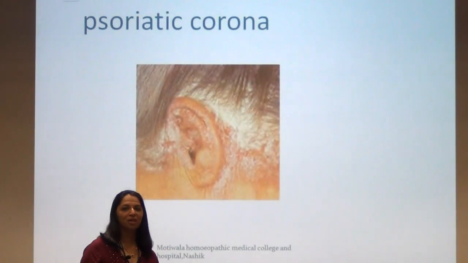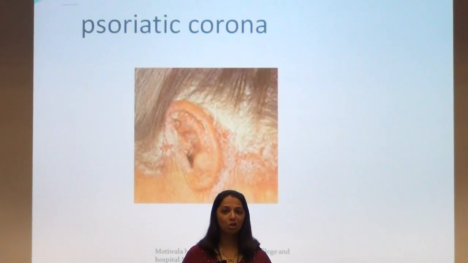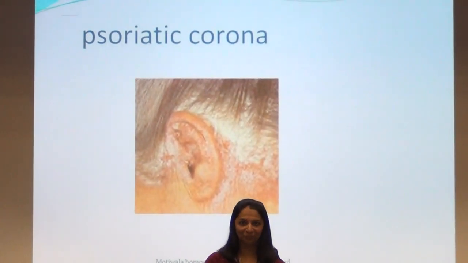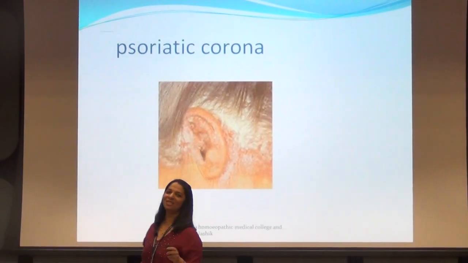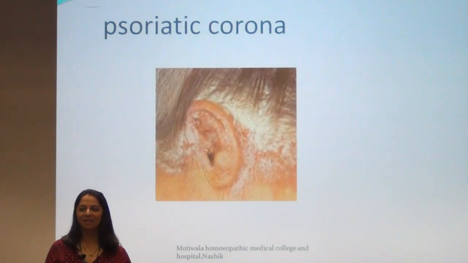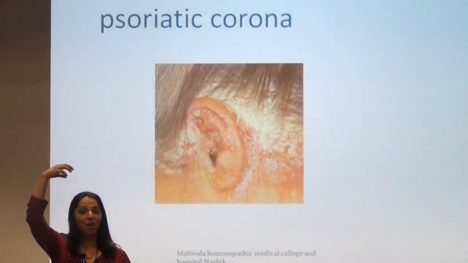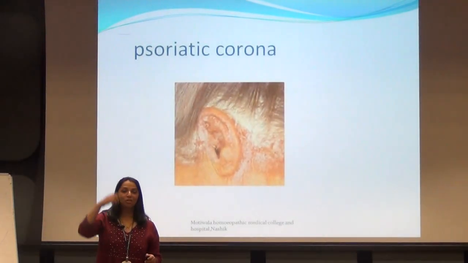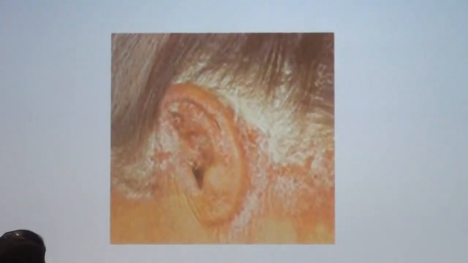This is psoriasis of scalp. It has a very beautiful name. It is called psoriatic corona. Corona, crown. Now why crown? Because it's interesting to know that psoriasis affects only the borders of the scalp and not the actual scalp. So the lesion of psoriasis you will see will be something like this. Only the borders of the scalp will be affected. Behind the ears, sorry.